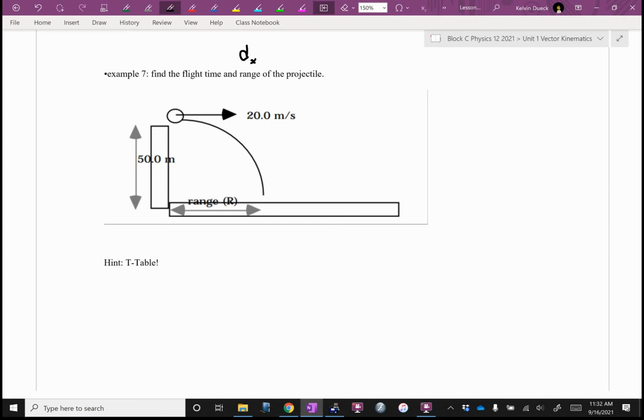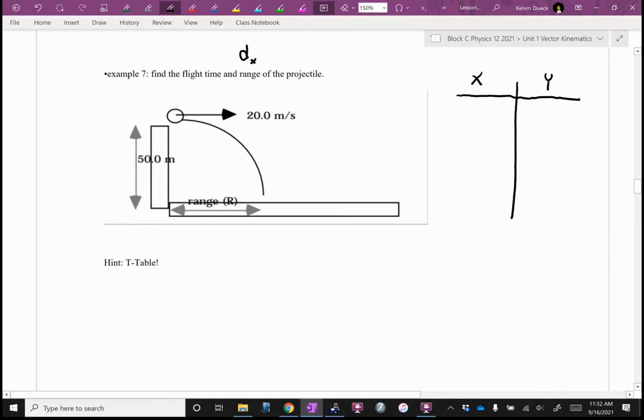Last year, when we got to forces, a free body diagram was a good tool. When we got to kinematics, we often used DFIC. If there is a projectile, which this is, the best tool I can give you is what I call a T-table. What do I mean by a T-table? It's a table that looks like a big letter T. One side is going to be horizontal. One side is going to be vertical.